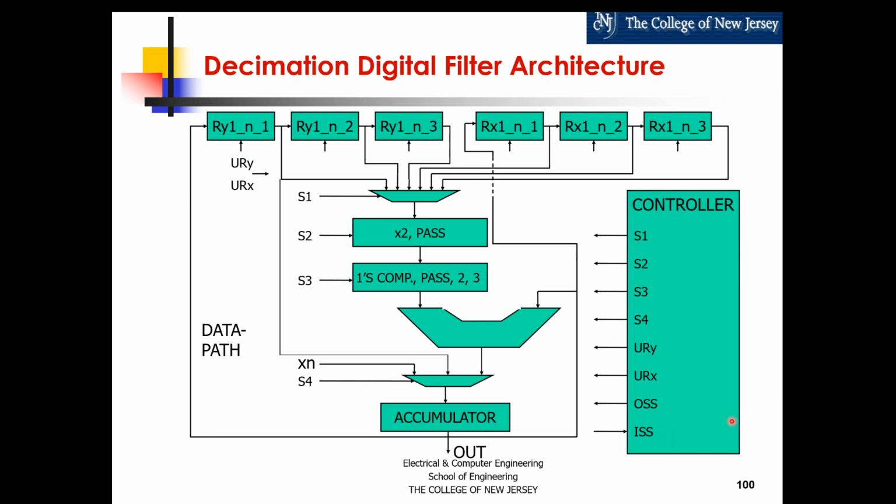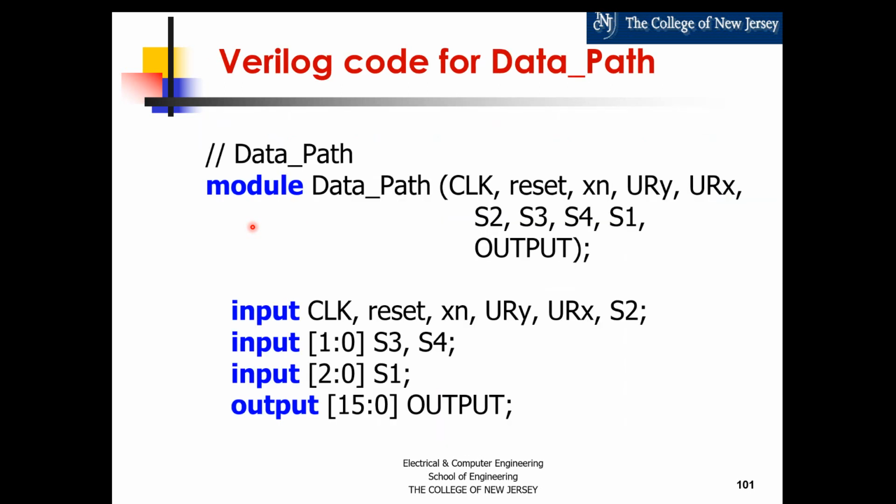So now I'm going to have a controller, I'm going to have a data path. So I'm actually now ready to start coding. And I'm going to code the data path. So I know the data path is going to have a clock and a reset, like any system with flip-flops. It's going to have that X input. It's going to have the update register signals, the selects, and the output.